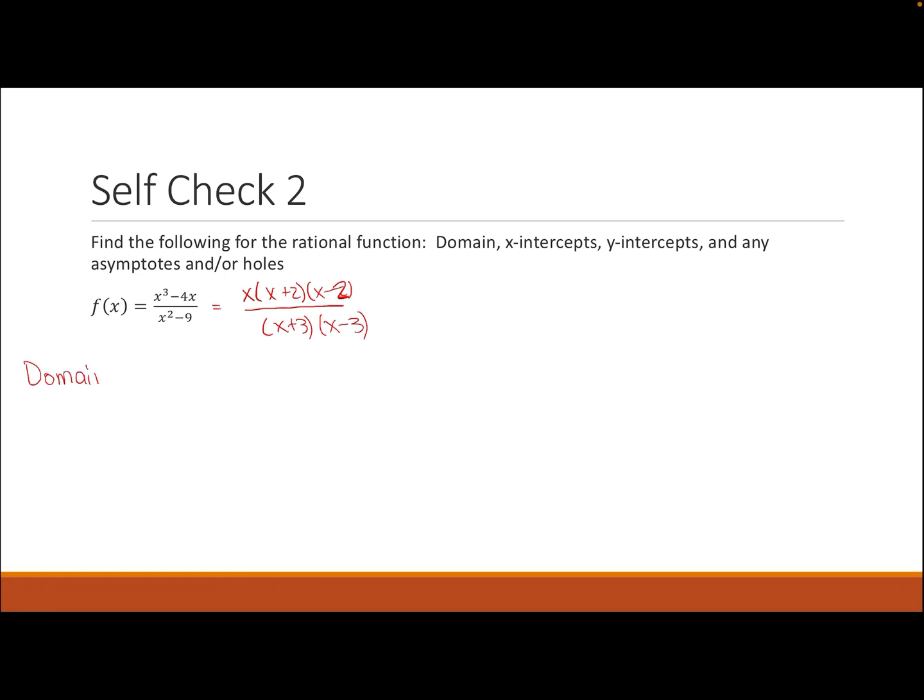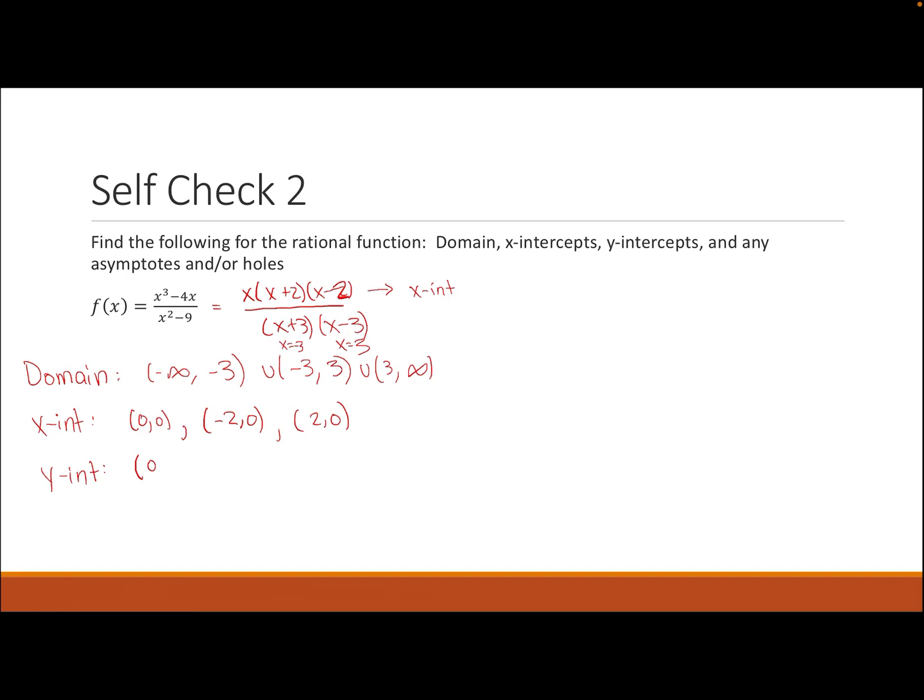So our domain is, let's see, from negative infinity to -3, union -3 to 3, union 3 to infinity. That's because x equals -3 and x equals +3 are excluded. Our x-intercepts are the values where the numerator equals 0. So that's going to be at the point 0, 0, at the point -2, 0, and at the point 2, 0, because those are the zeros of the numerator. The y-intercept is going to be what we get when x is 0. So when x is 0, you're going to have 0 divided by -9, which is also going to be 0.